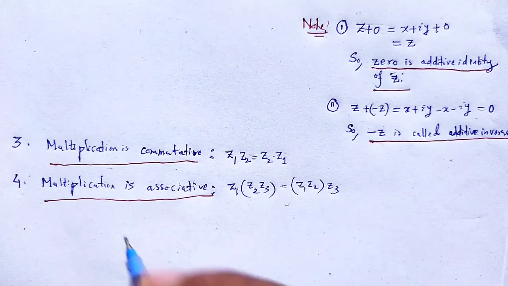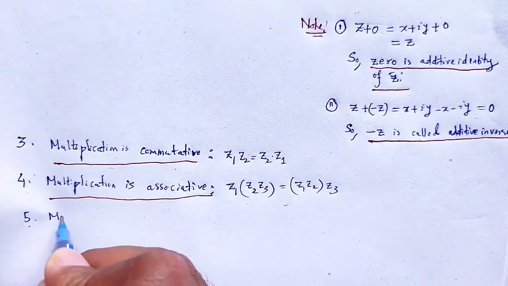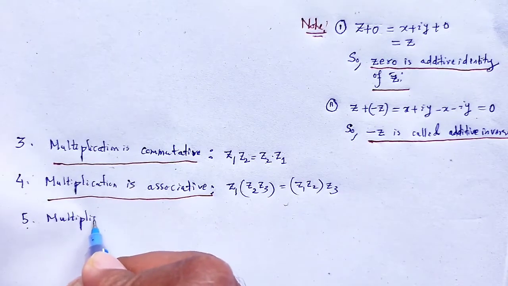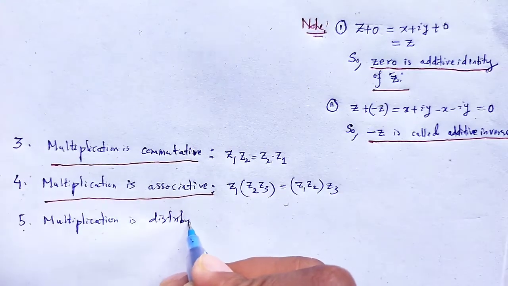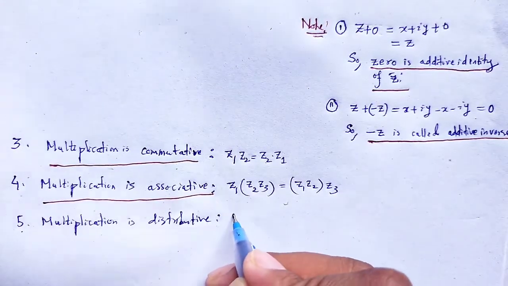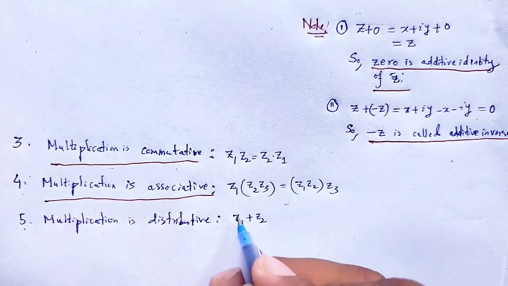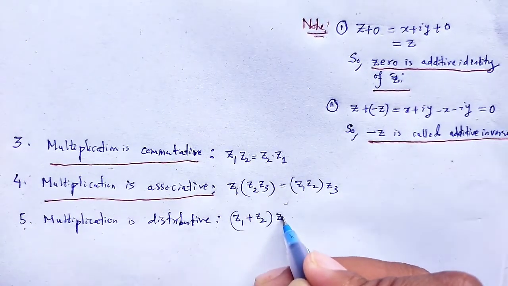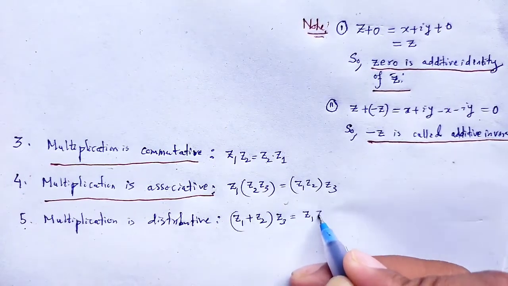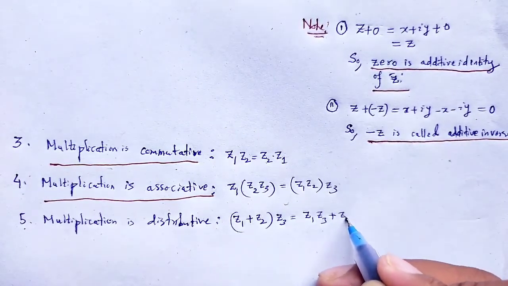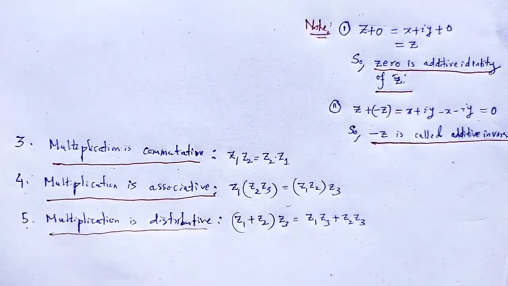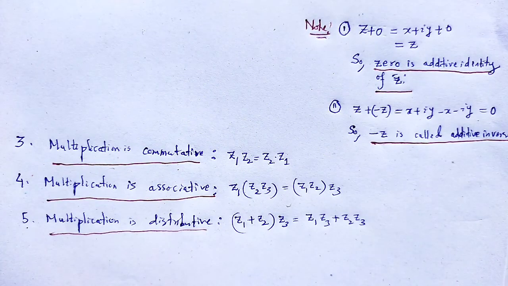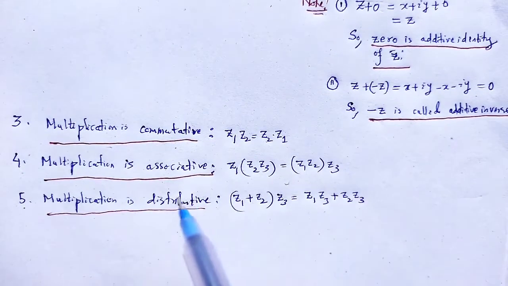And multiplication is distributive. Z1 plus Z2, when multiplied by Z3, we have Z1 Z3 plus Z2 Z3. So, multiplication is distributive in case of complex numbers, and in case of complex numbers there also exists a multiplicative inverse.